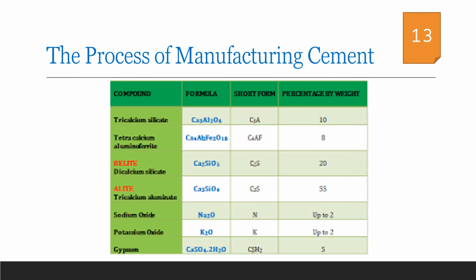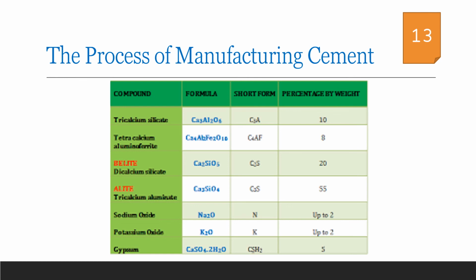Now let us see the Bogue compounds and their percentage by weight contribution in cement. The Bogue compounds are Alite, Belite, Celite and Felite. Alite is C3S and it contributes 55% by weight of cement. Belite is C2S and it contributes 20% by weight of cement. Celite is C3A and it contributes 10% by weight of cement. Felite is C4AF and it contributes 8% by weight of cement.